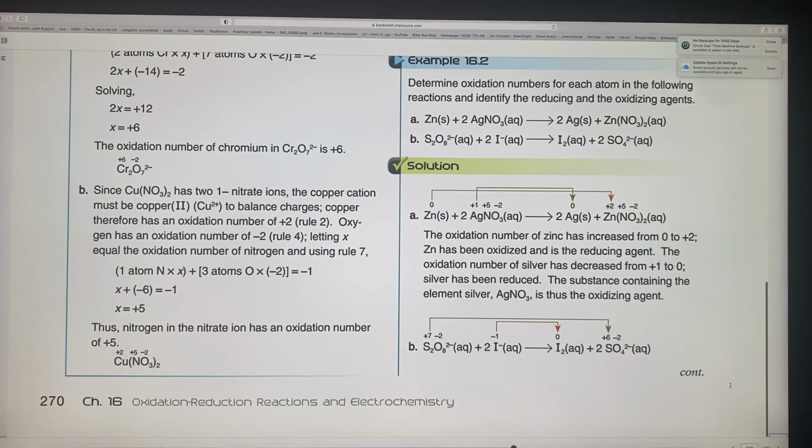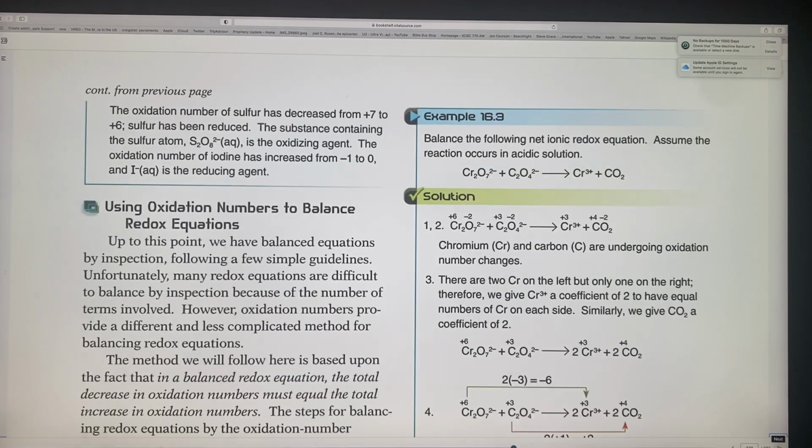So we're going to go on to this one here and find out which is the reducing agent and which is the oxidizing agent in this combination. So let's go look and see how they put that. The oxidation number of sulfur has decreased from 7 to 6. So sulfur has been reduced. The substance containing the sulfur atom is the oxidation agent. The oxidation number of iodine has increased from -1 to 0. So let's look back and see that on the problem.